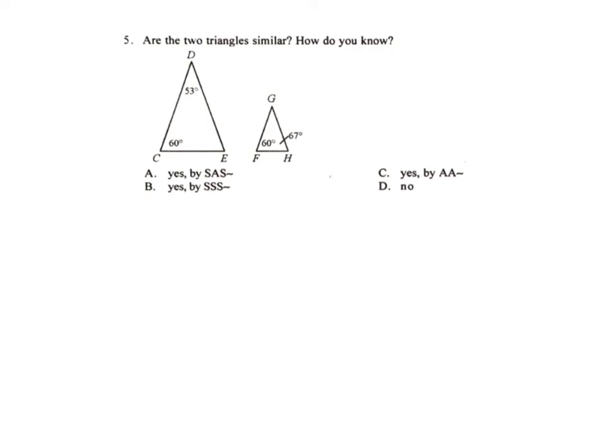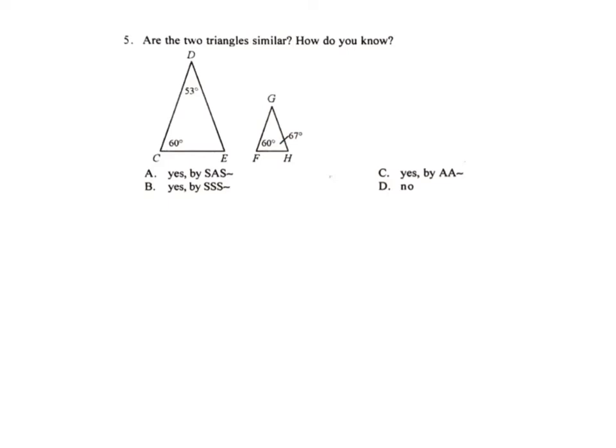Hello, we are looking at try-through review numbers 5 through 9. The first one we're talking about is why two triangles are similar, or how the two triangles are similar, and how do we know? Again, our options are going to be angle-angle, side-angle-side, and side-side-side.